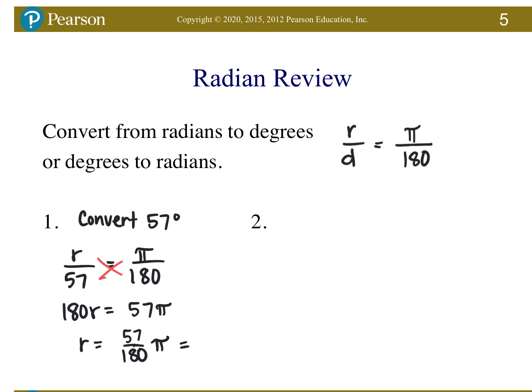So sure, if you divide 57 by 3, we get 19. If we divide 180 by 3, we get 60, and then pi. So you can write that as 19 pi over 60 or 19/60ths pi, either way. Now 19 is a prime number, so that's not reducible anymore. Okay. All right, so you can go the other direction.